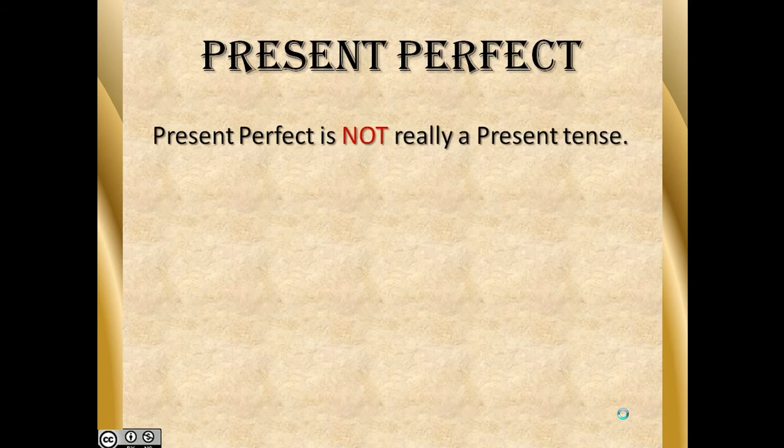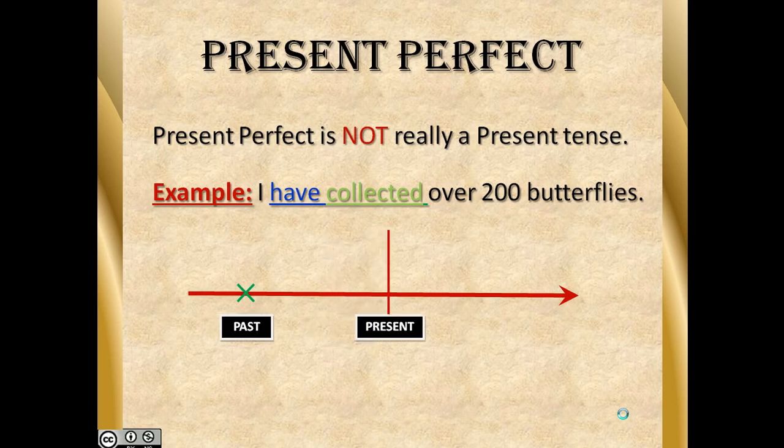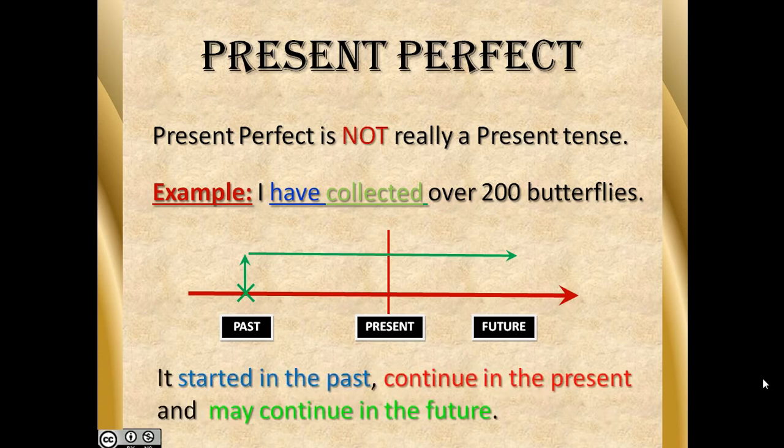The present perfect is not really a present tense. For example, when I say, I have collected over 200 butterflies, it means that I started in the past, up to the moment, up to the present, and maybe I will continue collecting the butterflies. So it has a projection to the future, okay? It started in the past, continued in the present, and may continue in the future.